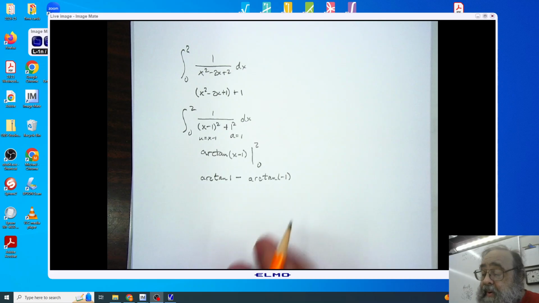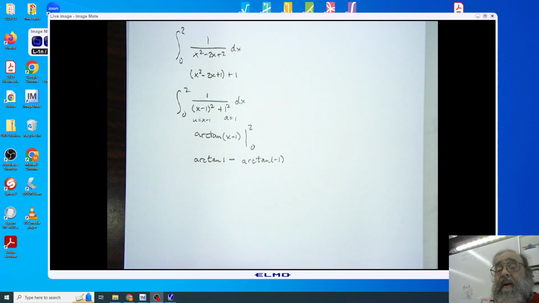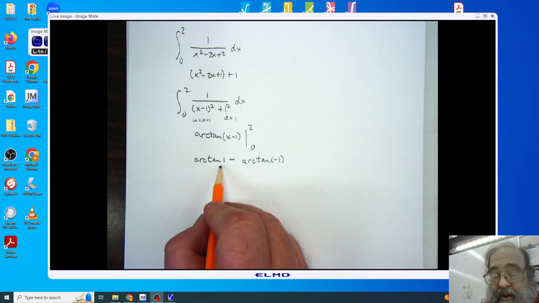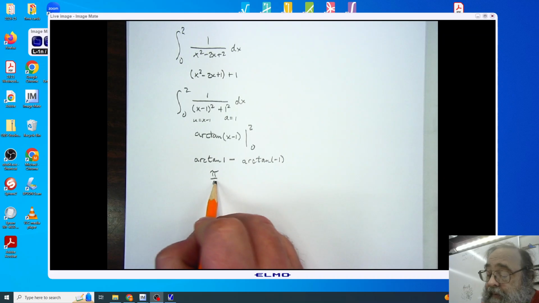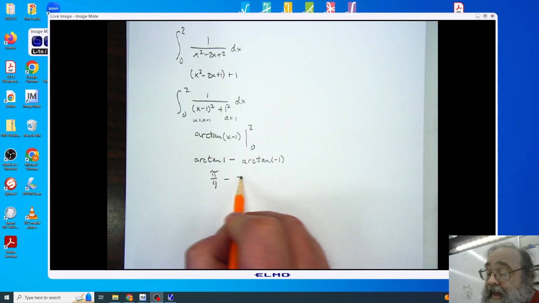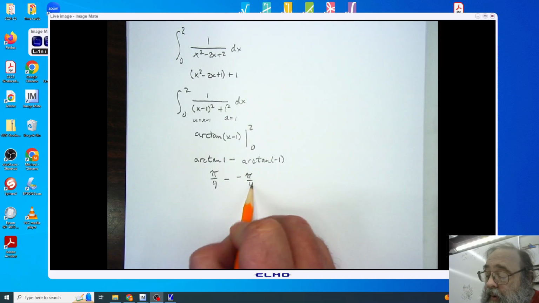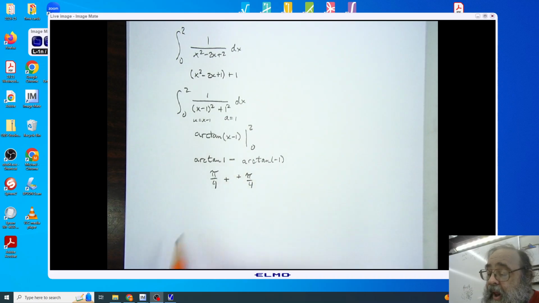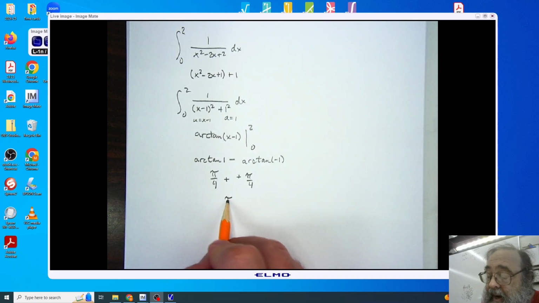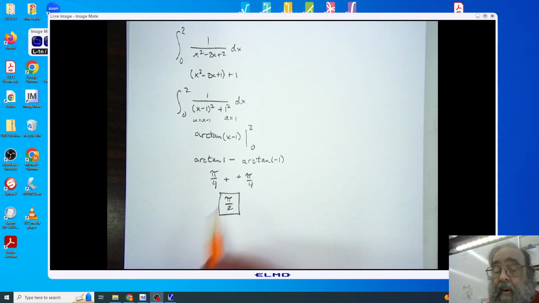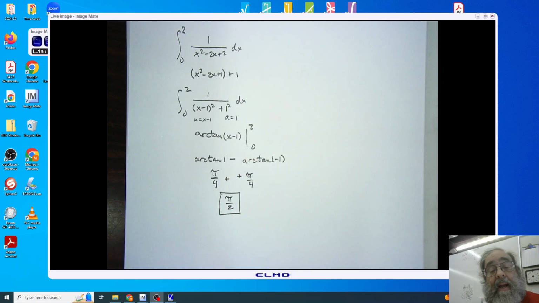Now we do have to be careful because the arc tangent of negative 1 is in the 4th quadrant and is the opposite of the reference angle at 1. So we are looking at the arc tangent of 1 is pi over 4, and we are subtracting the negative of pi over 4. The double negative applies, and we end up with pi over 2 as our answer. And this is our answer to number 12.